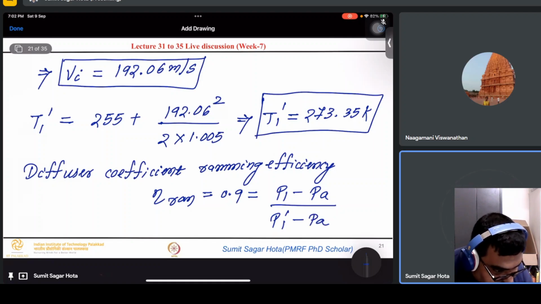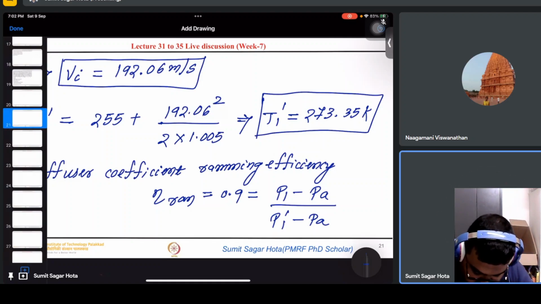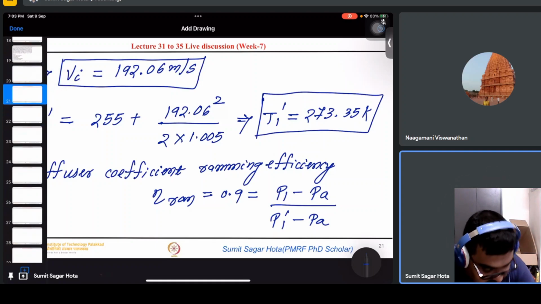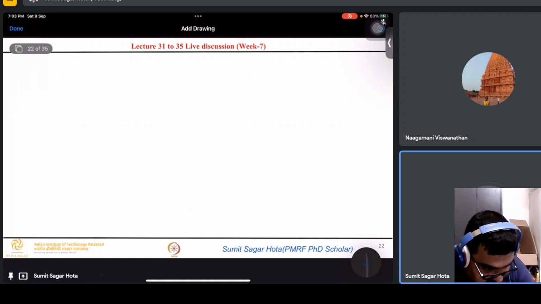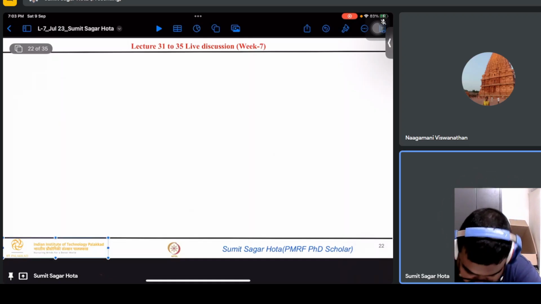Now we don't know all these things. What is P1 dash? We don't know. P1 also you don't know, P1 dash also you don't know. So we cannot use this formula now. First we have to find out P1 dash. How do we find P1 dash? We have to apply the temperature pressure relation in between A and 1.